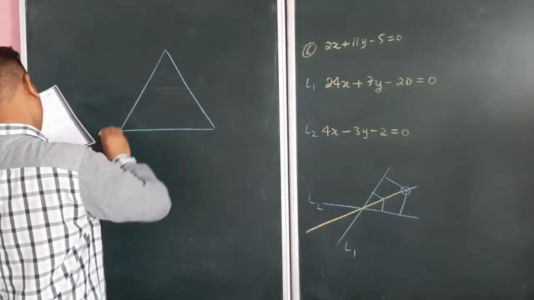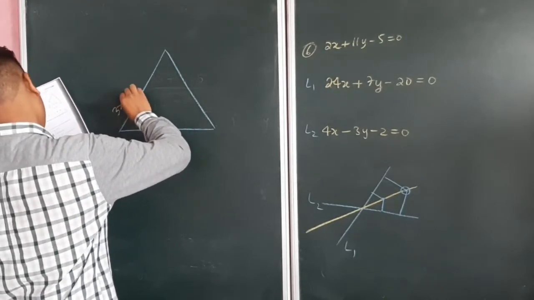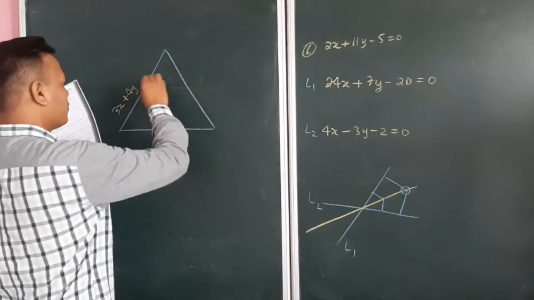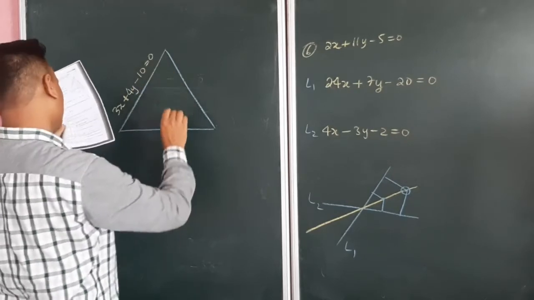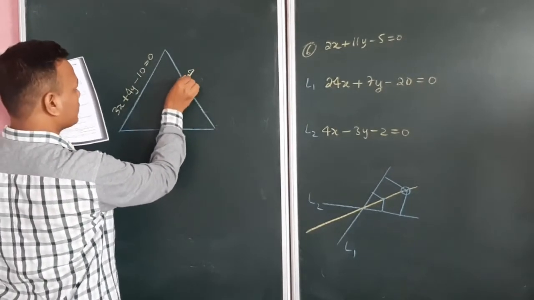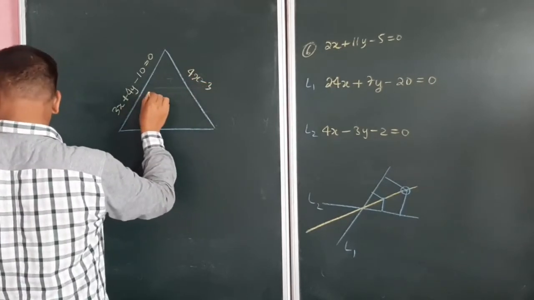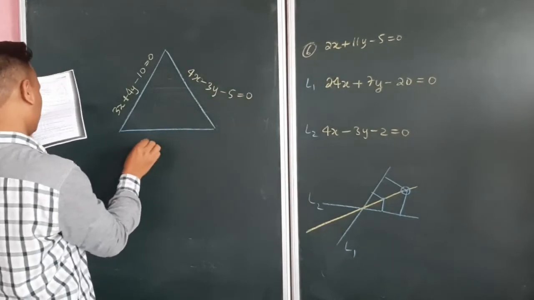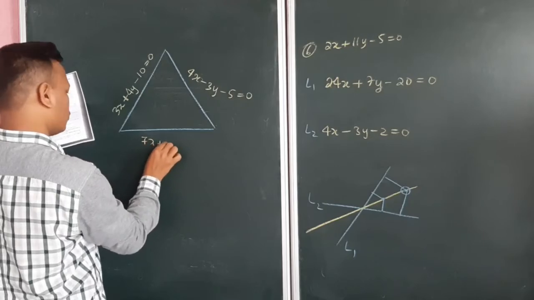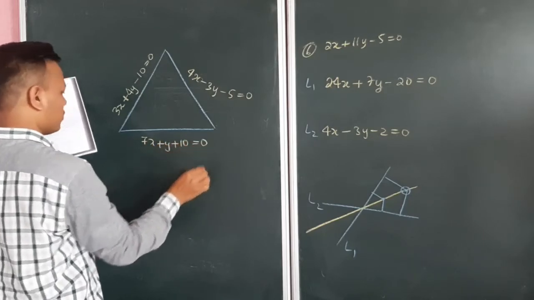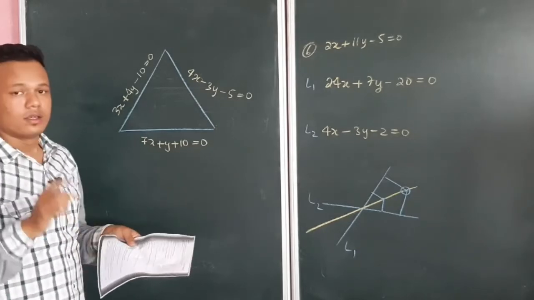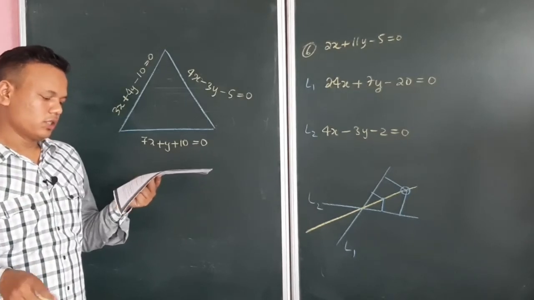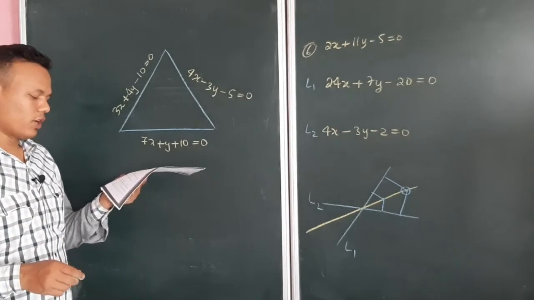The equations are given to be 3x plus 4y equals 10, but we need to write this in general form, so 3x plus 4y minus 10 equals 0. Another line given to us is 4x minus 3y minus 5 equals 0, and the last line is 7x plus y plus 10 equals 0. So these are the 3 lines given for a triangle. Find the internal bisector of the angle opposite to the side 7x plus y plus 10 equals 0.